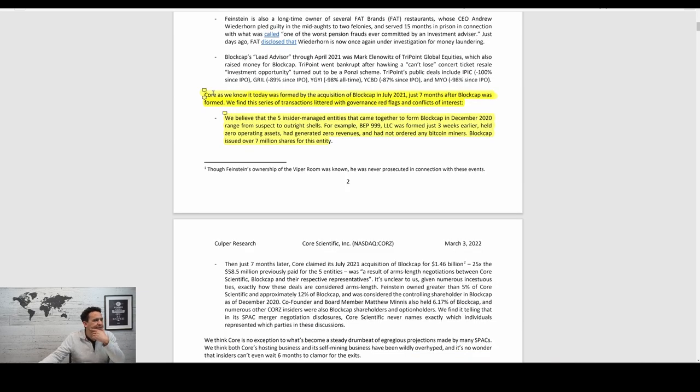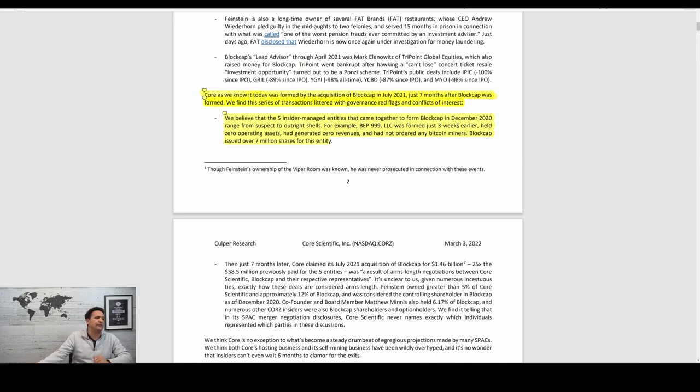They also really have a hard time with the BlockCap acquisition that was announced and disclosed in the pre-merger documents, the SPAC documents. Basically, they say here that we believe that the five insider managed entities that came together to form BlockCap in December 2020 range from suspect to outright shells. For example, BEP 999 LLC was formed just 3 weeks earlier, held zero operating assets, had generated zero revenues, and had not ordered any Bitcoin miners.